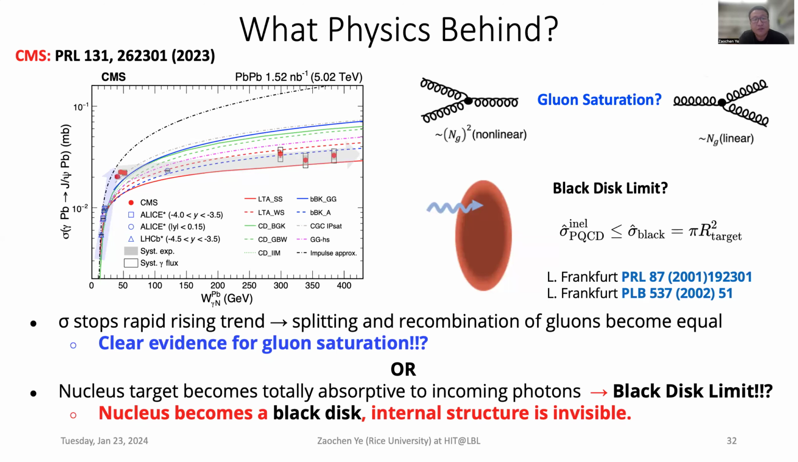So that means in the future, if we can measure the incoherent production cross-section to this high energy, that will be very interesting, because if this is really due to this reason, the internal structure becomes invisible, and the incoherent production should disappear.